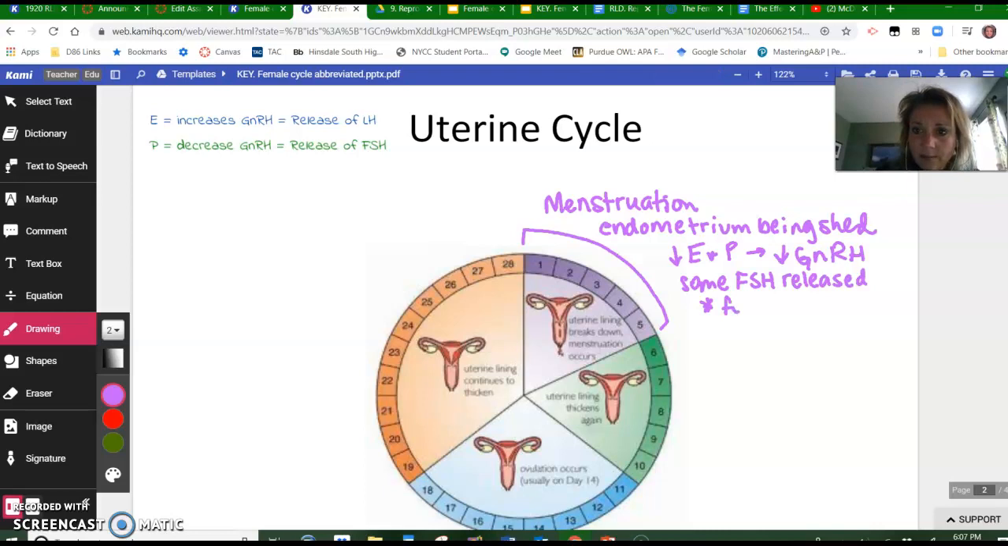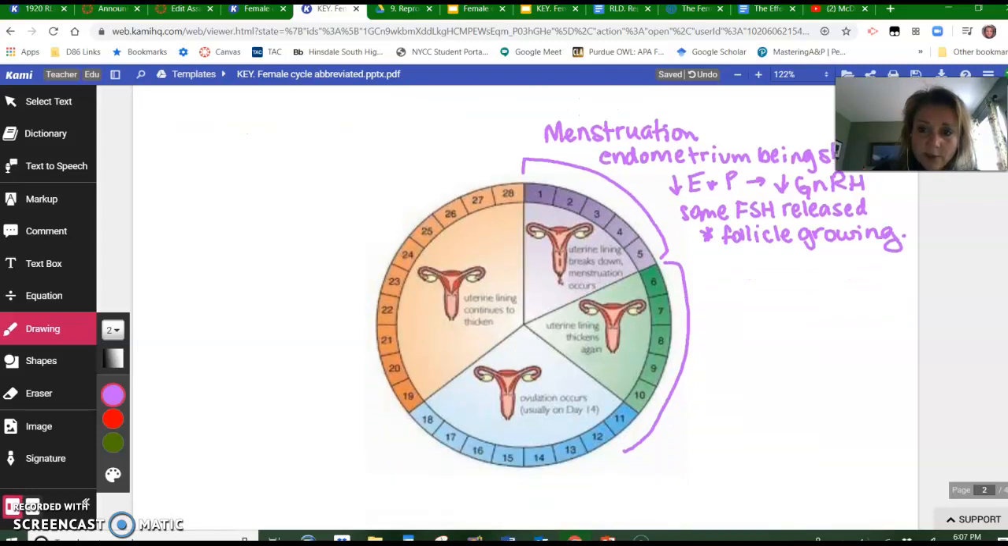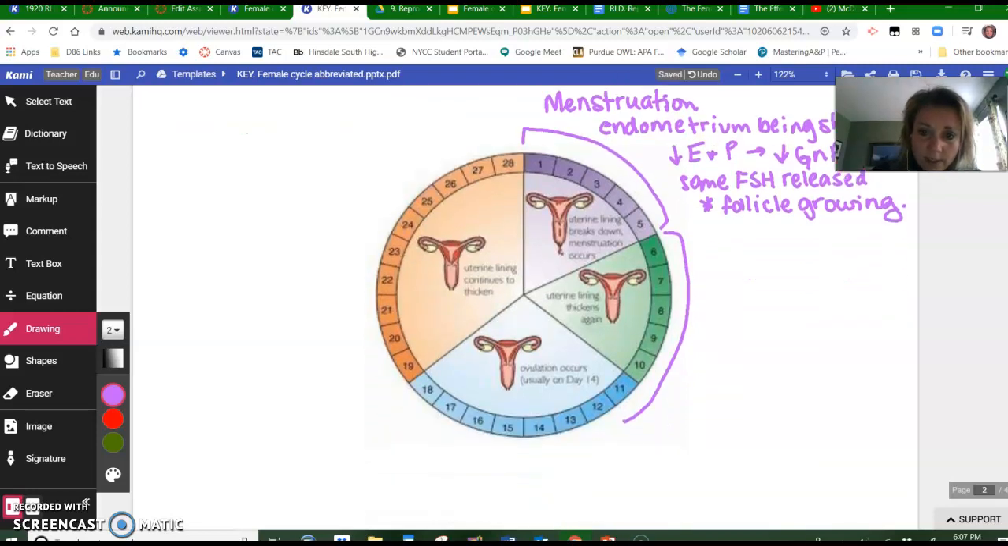So the follicle is growing during this time. Okay, so I'm going to continue my drawing here all the way up until about day 13, because during this time we are going to have a phase that is called the proliferative phase.